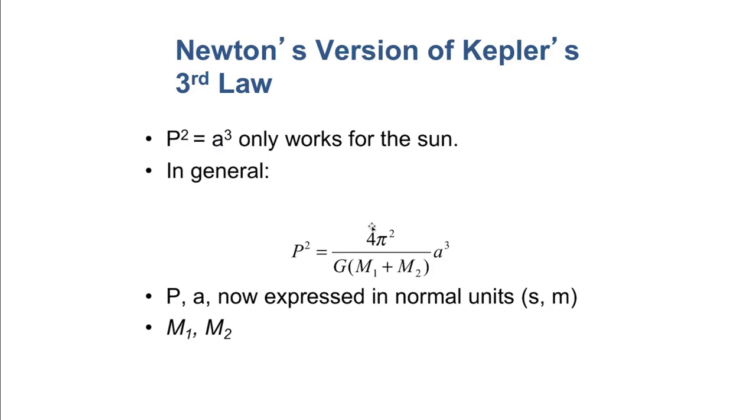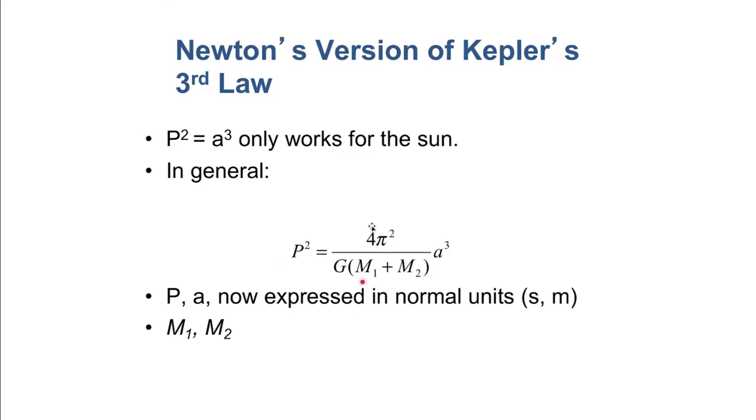It's still P squared proportional to a cubed. There's still a P squared and an a cubed here, but Newton figured out what the proportionality constant was and how it would change for, let's say, an object orbiting the Earth or a moon of Saturn orbiting Saturn. And this is the formula. P squared equals 4 pi squared divided by G, the same G from the force of gravity equation, Newton's gravitational constant, times the sum of the two masses.